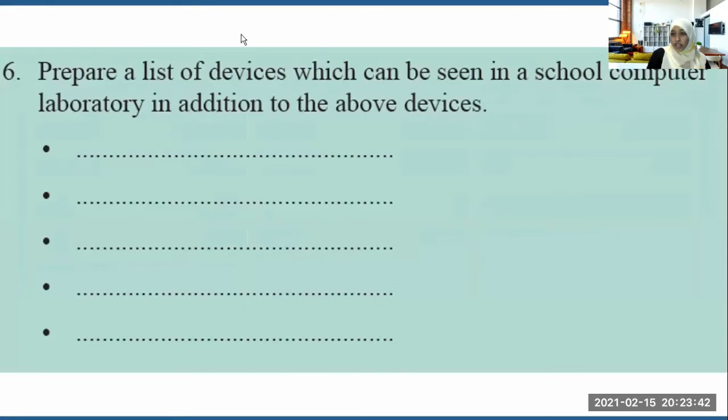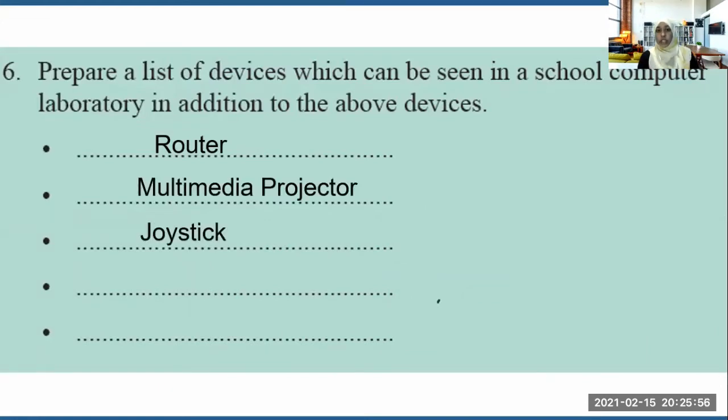So the next question. I told you last week, right? The question is based on the school computer laboratory. At the moment you can't go to the computer laboratory and see what devices are there, right? So prepare a list of devices which can be seen in a school computer laboratory in addition to the above devices. Router, multimedia projector, joystick, trackball, and floppy disk. Plotter is not used in a school computer lab. So what is a router?